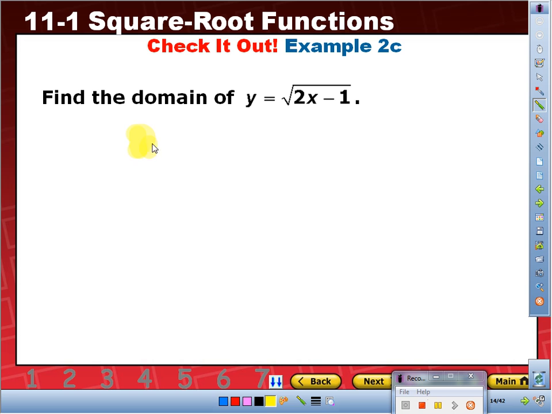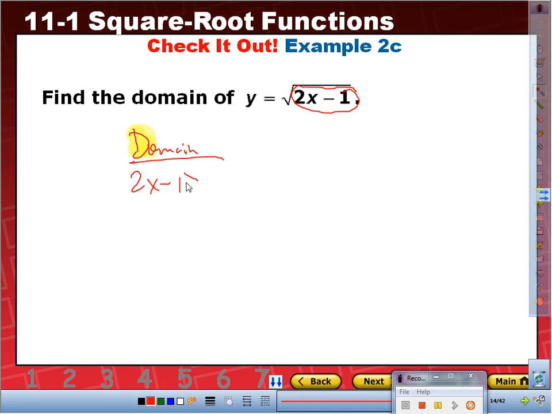Okay, here we go. So to find the domain, I write whatever is inside of the radical: 2x minus 1 greater than or equal to 0. What do I do from there? Add 1 to get 2x greater than or equal to 1, divide by 2, x is greater than or equal to 1/2, or 0.5 is fine.